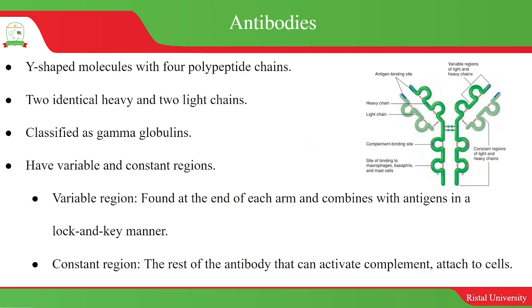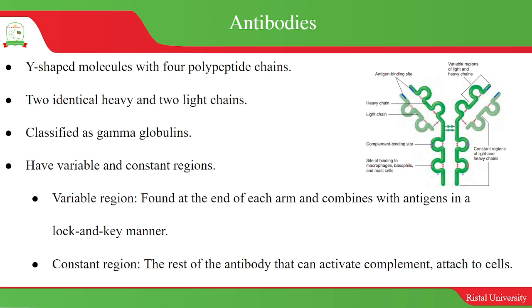All right, so here we are. We said that the B cells differentiate into plasma cells and then produce the antibodies. So how do these antibodies look? The antibodies are basically proteins, and they are Y-shaped. They have 4 polypeptide chains, the 2 identical heavy chains and the 2 light chains. They are also classified as gamma globulins. So when we talk about immunoglobulin G, immunoglobulin M, they're basically referring to antibodies.